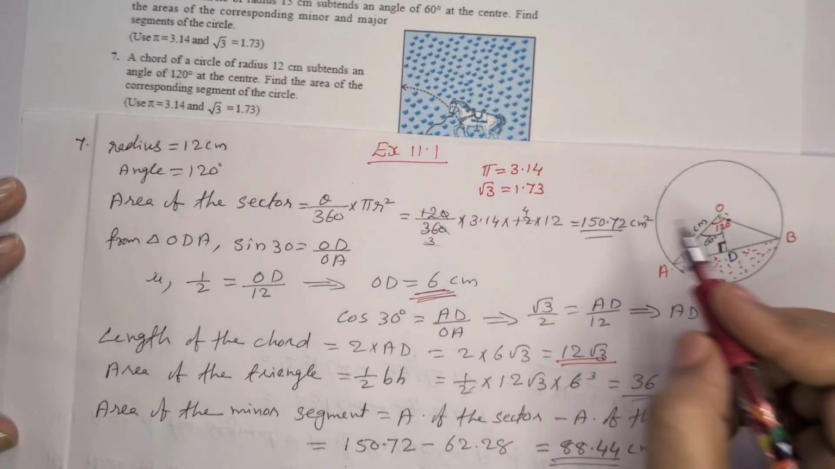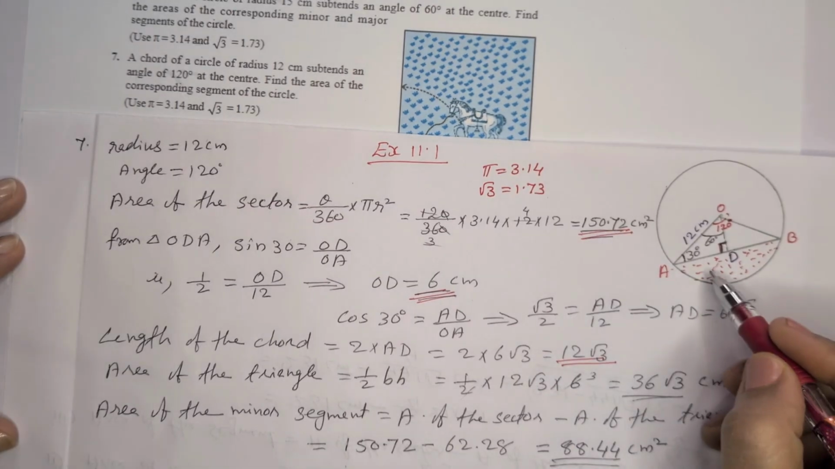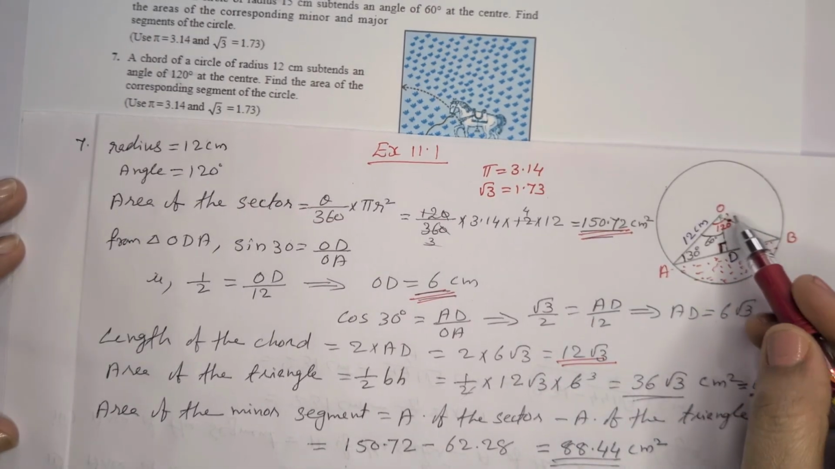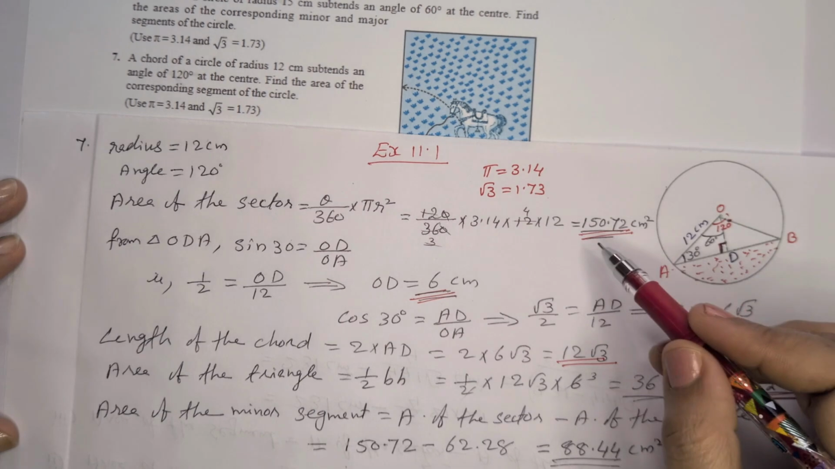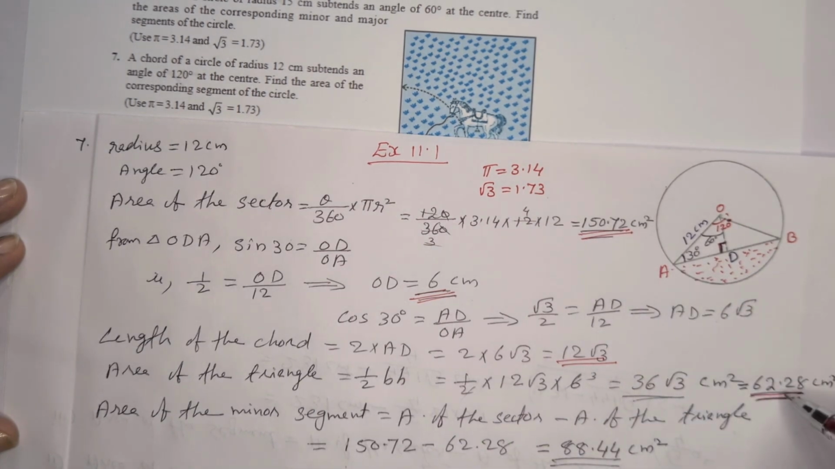We already got the area of the sector, that is 150.72. Now the area of the segment is equal to the area of the sector 150.72 minus the area of the triangle 62.28. So we are getting 88.44.